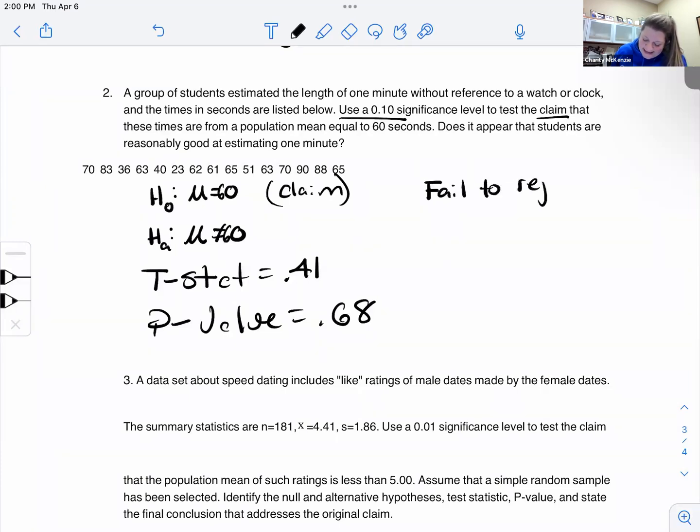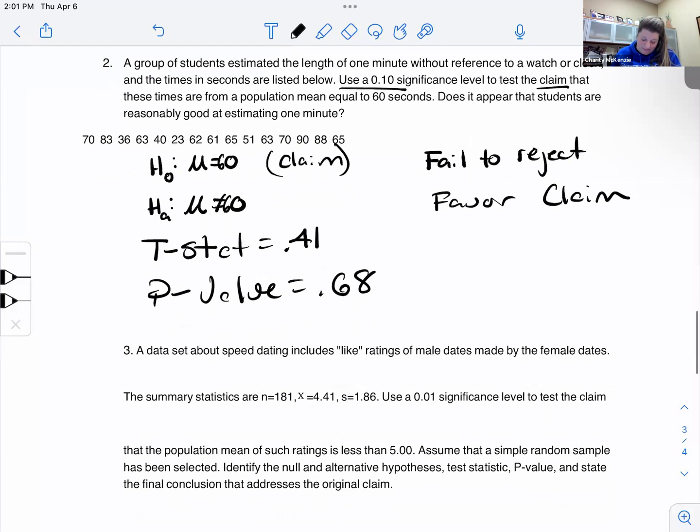There's one saying, let it fly, let it go, but that's with the null. That wouldn't be this case. So if we fail to reject, we have evidence in favor that people could time a minute out. We have evidence in favor of that. So we favor the claim. I'm not going to write it out all the way. We have evidence in favor of our claim.